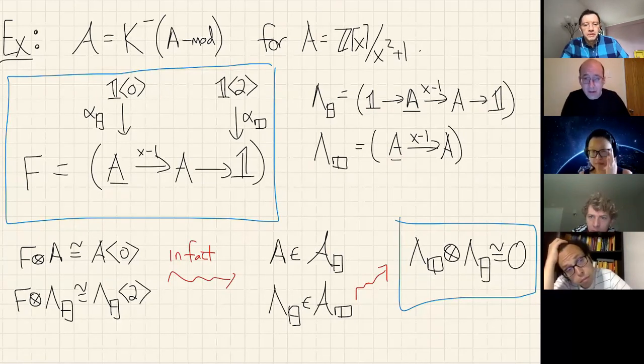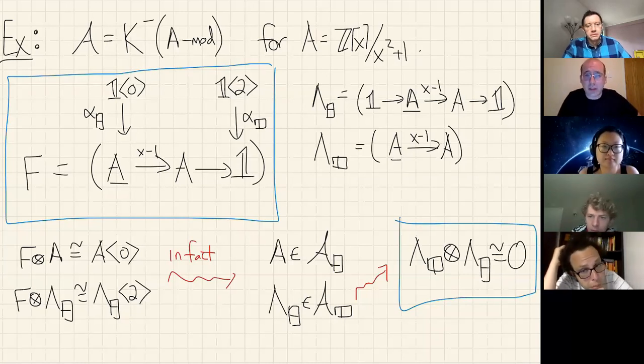Ben, sorry, can you remind us the difference between A and A underlined? The underline indicates homological degree zero in a complex. Thank you.